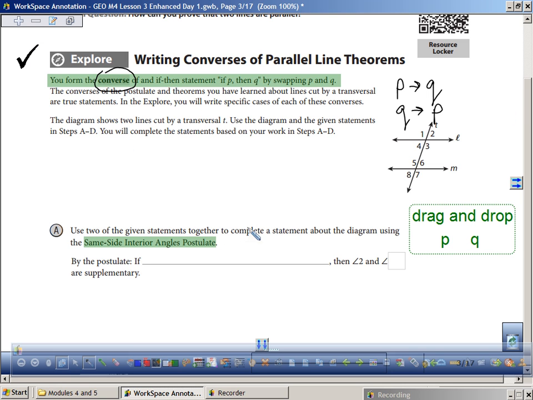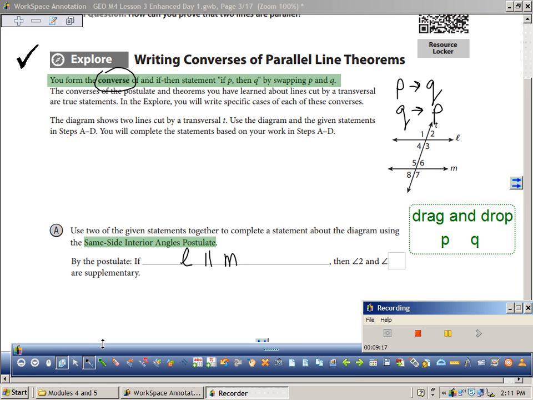Use two of the given statements together to complete a statement about the diagram using same side interior angles. Okay, by the postulate, if L and M, right here. If L is parallel, we're going to do it nice and easy in the beginning, and then make it real wordy at the end. Got it? So if L is parallel with M, then, is this what it says in your book? What page? 185.